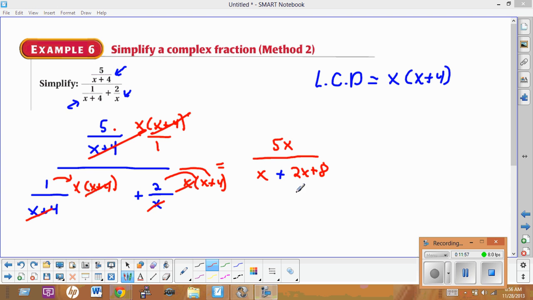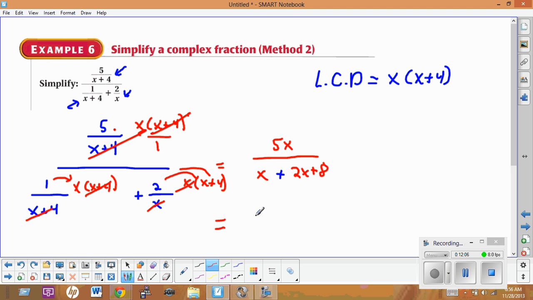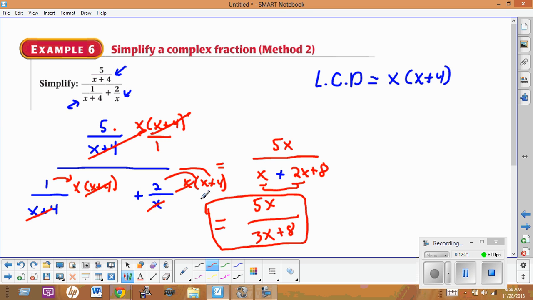Okay, once we've multiplied by the LCD, we have no fractions. So now it's just about simplifying. The numerator is simplified. That's 5x. The denominator simply means combine our like terms. We get 3x plus 8. And we are now simplified. And that's method 2. It simply means multiply by the LCD to get rid of your fractions and just simplify. So let's go ahead and pause the video, answer the questions on the form, and when you're done, turn the video back on and we'll finish up the lesson. So go ahead and do that now.